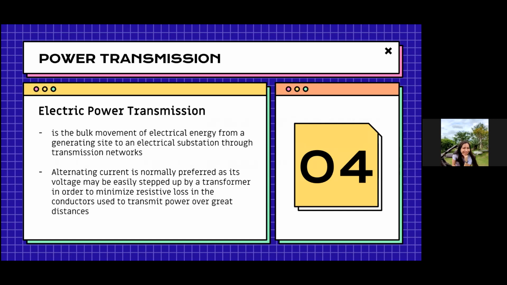In this topic, the channel refers to the high voltage power lines that carry electricity. Therefore, electric power transmission is the bulk movement of electrical energy from a generating side to an electrical substation through transmission networks. Alternating current is normally preferred as its voltage may be easily stepped up by a transformer in order to minimize resistive loss in the conductors used to transmit power over great distances.